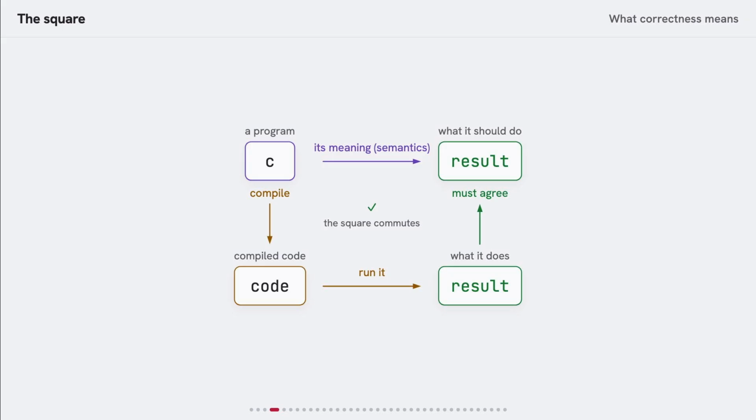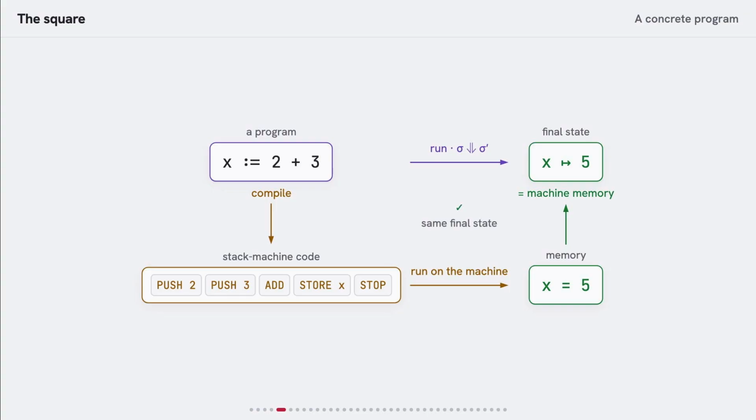Here is the square for the concrete program we were just looking at. It's assign 2 plus 3 to x. The semantic rules transform the starting memory into a memory where x is 5. The compiler produces this stack machine code, and running that creates the same memory state.